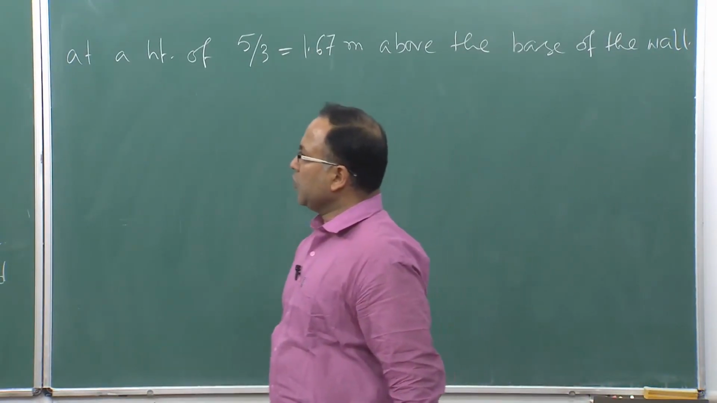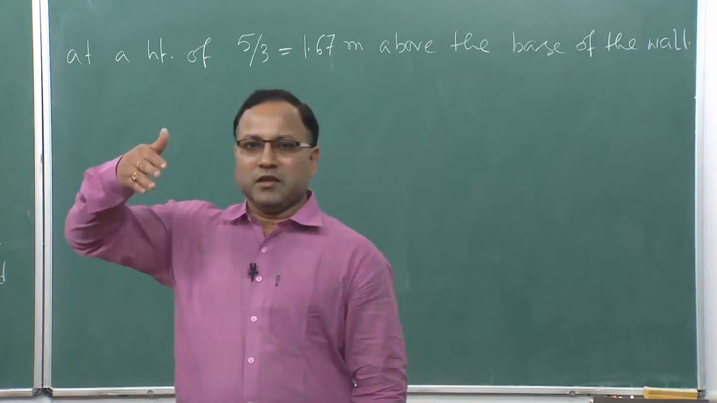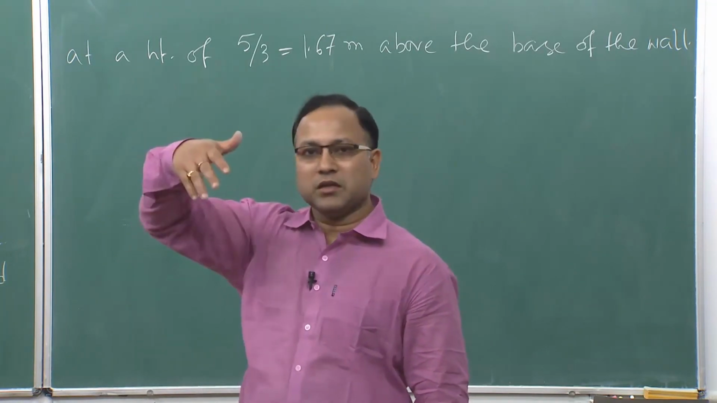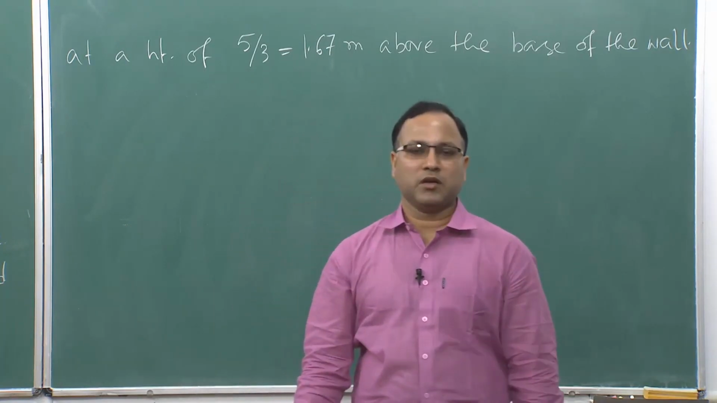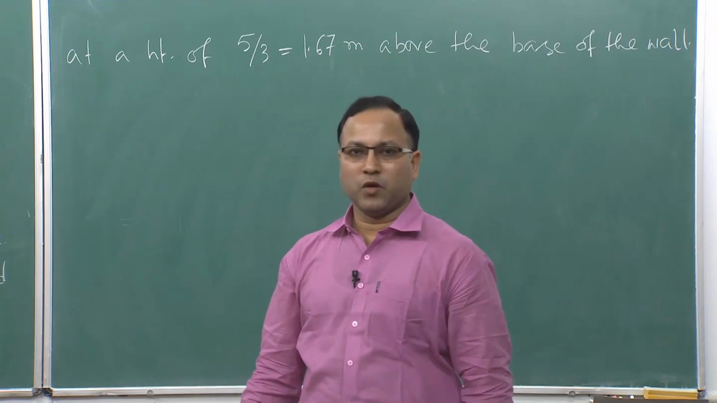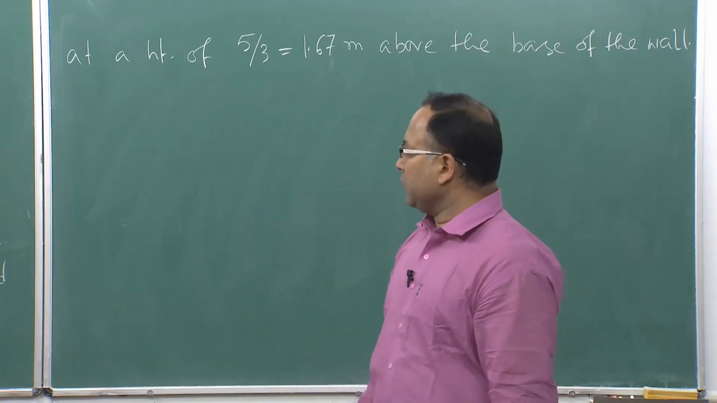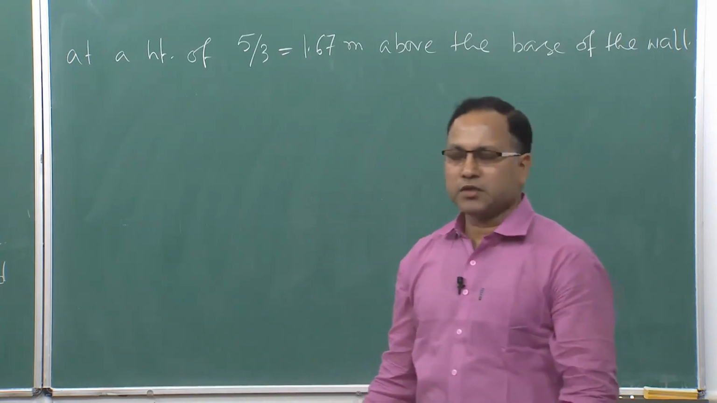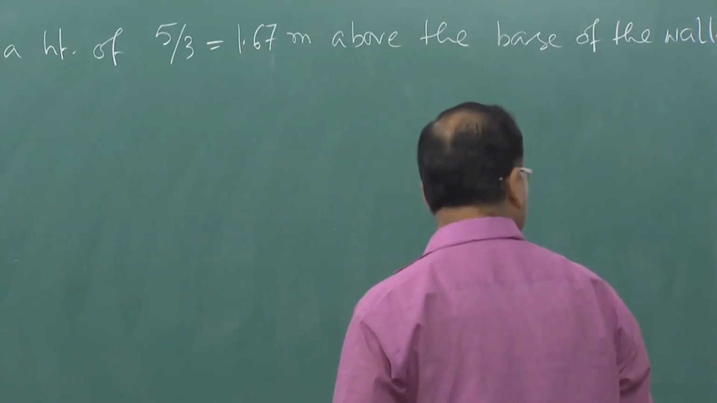So, this is your whole problem. You have got the resultant thrust equal to 67.34, which will be inclined at an angle of 10 degree with the horizontal, that means parallel to the inclined back face. We have already seen this when we talked about the inclined back face problem. It is applied at a height of 5 by 3, because this will be the triangular distribution, so 1.67 meter above the base of the wall.